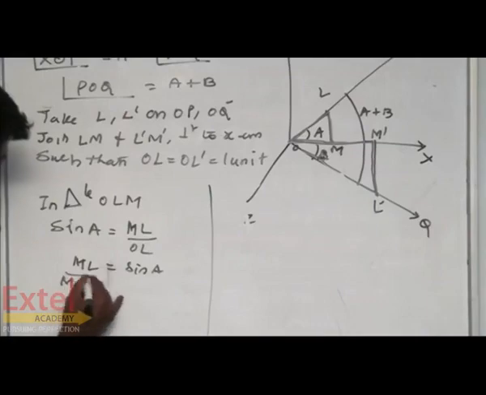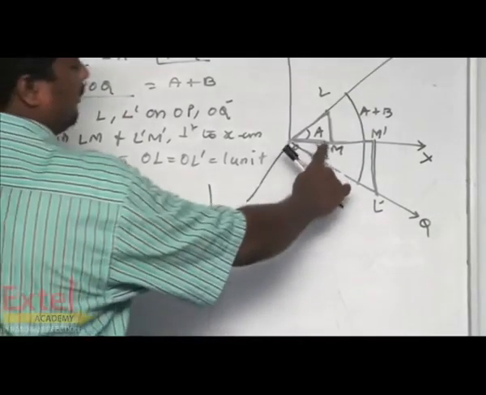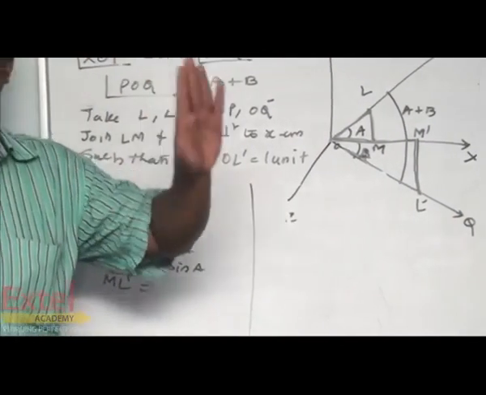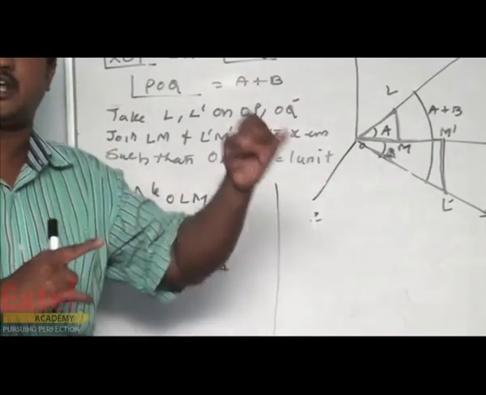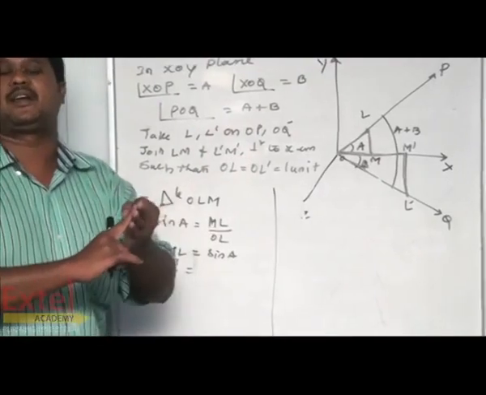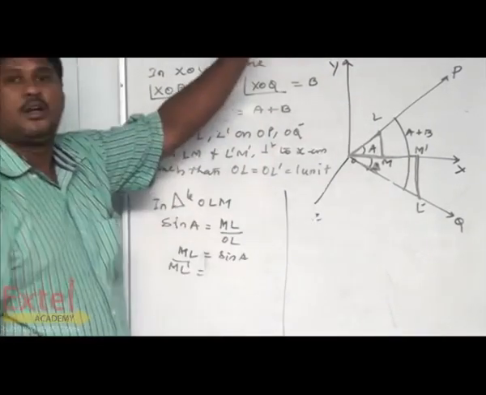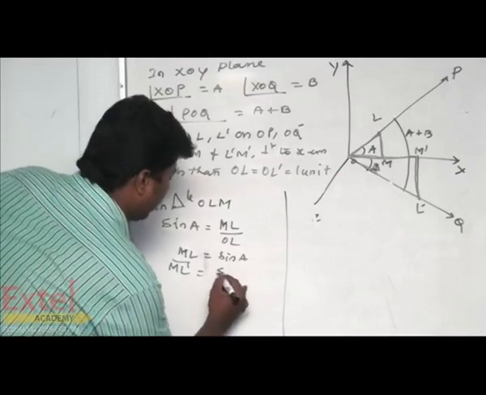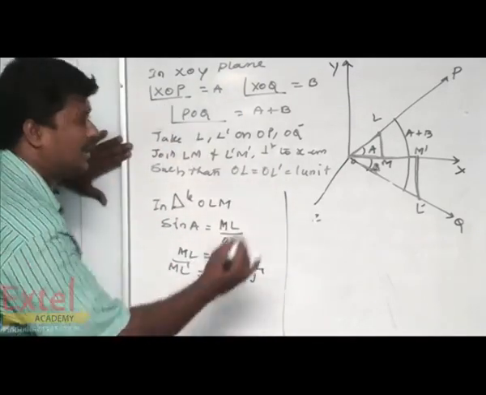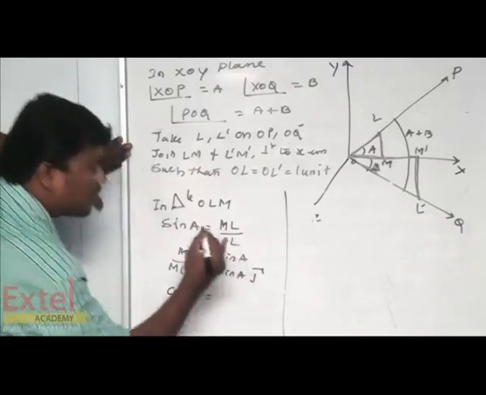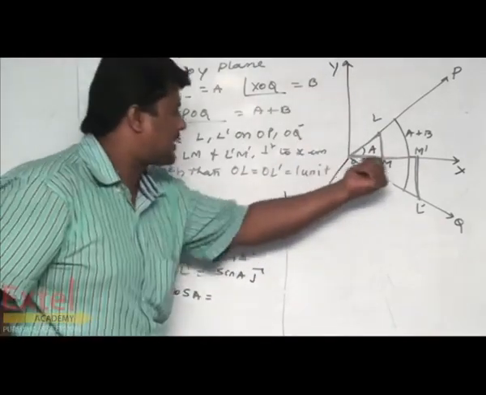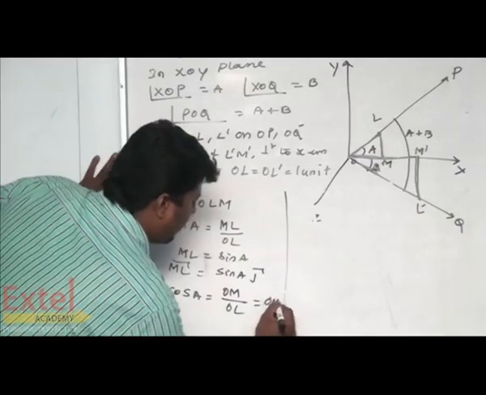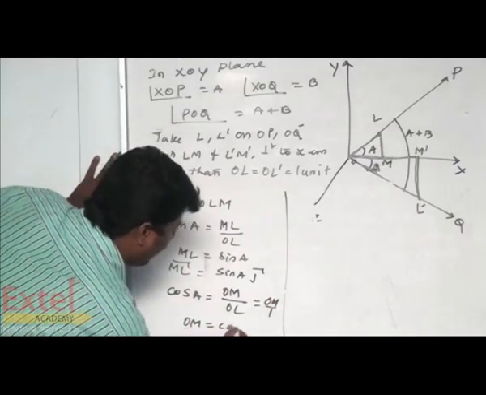I want to find out what is the ML vector. What do you mean by the ML vector? In which direction is ML going, about the x, y axis? We know that we have three unit vectors: i vector, j vector and k vector. The i vector goes to the x axis, the j vector goes to the y axis and the k vector goes to the z axis. Since ML goes up, it is about the y axis. For the y axis the unit vector is j vector, therefore the ML vector is sin A j vector. Similarly, let us find cos A. Cos is adjacent side by hypotenuse. Your adjacent side is OM, your hypotenuse is OL. Already we know that OL is equal to 1 unit, so OM by 1, therefore OM is equal to cos A.